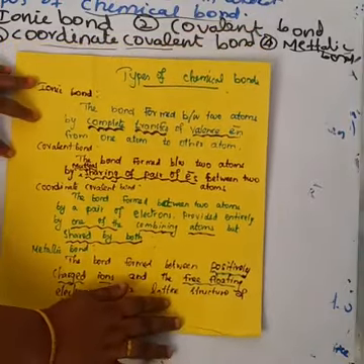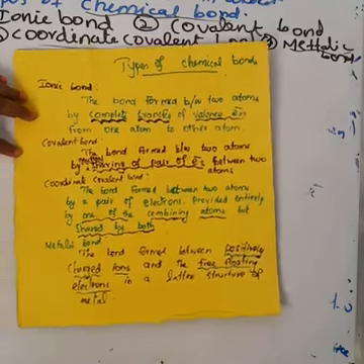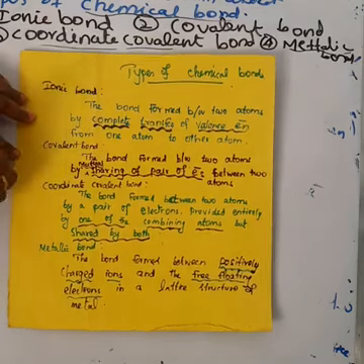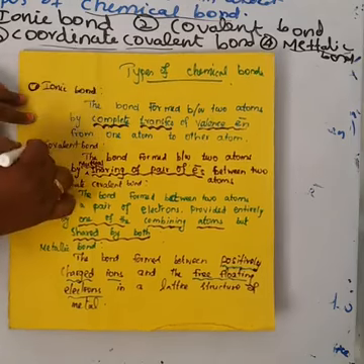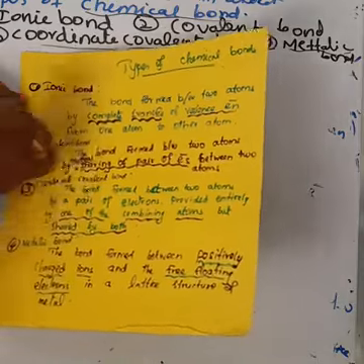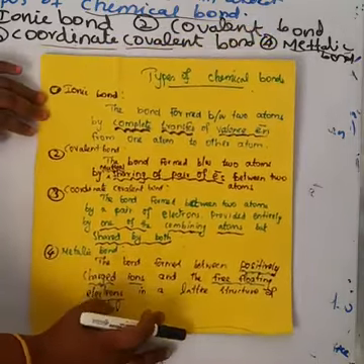Now, what are the types of chemical bond? There are 4 types of chemical bond. You know what the types are? Ionic bond, covalent bond, coordinate covalent bond, and then metallic bond.